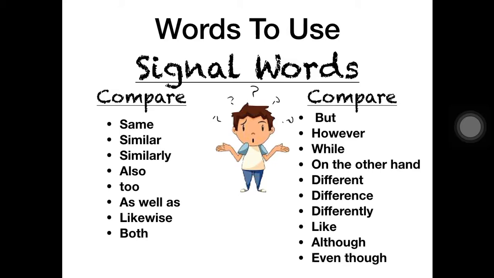When you contrast things, again, sorry about that typo there, you can use the words but, however. A dog may shed in your house. However, a lizard will not shed in your house, even though it lives in your house. So there we use the word however, and even though at the very bottom. While, on the other hand, different, difference, differently, unlike, although, even though.